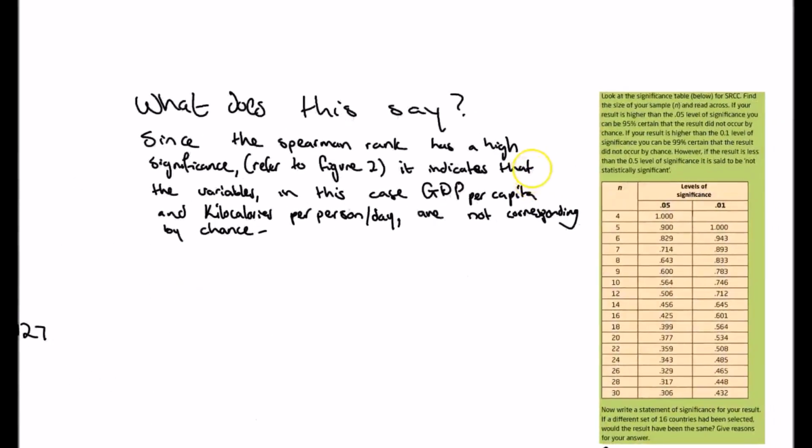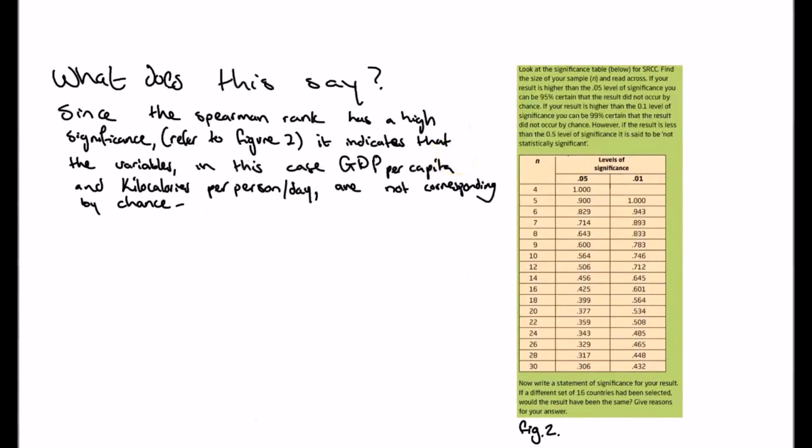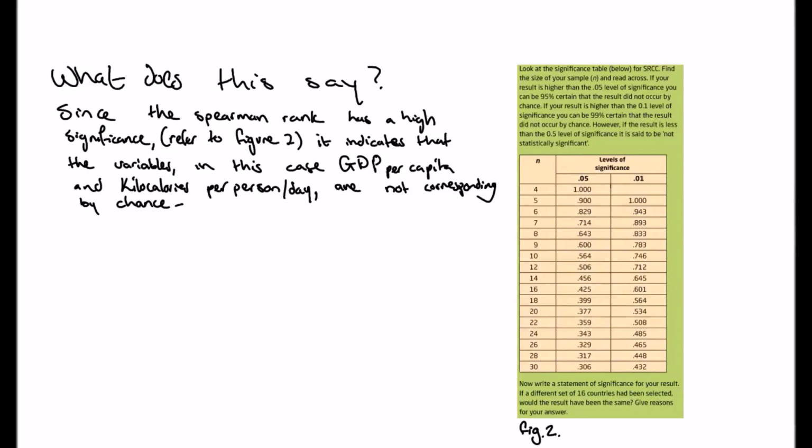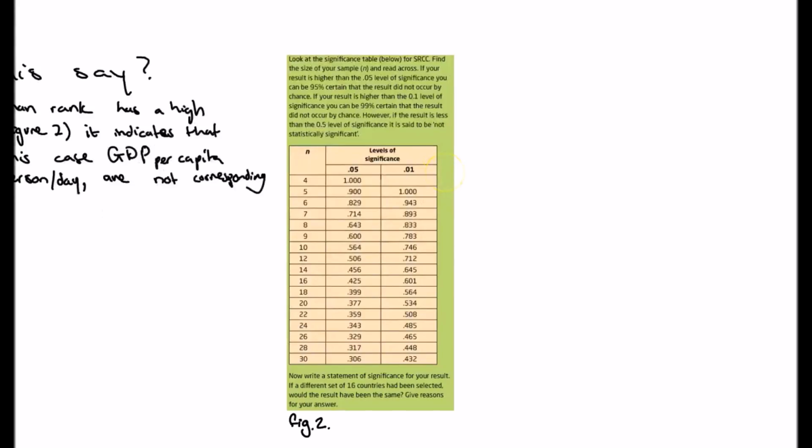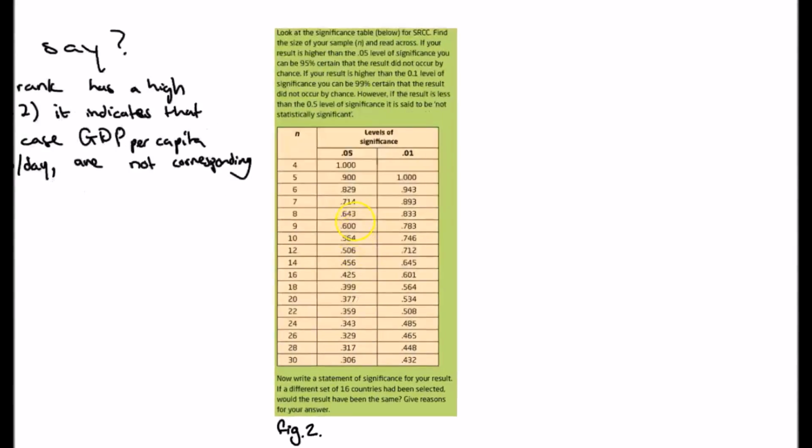Now, what is the Spearman rank and what does it say? The Spearman rank shows you the significance of variables correlating, whether them having a pattern and a trend is just by accident or by chance, or there's an actual correlation between the two, like one definitely causes the other. Now, since my Spearman rank was above, I chose 20 countries, right?